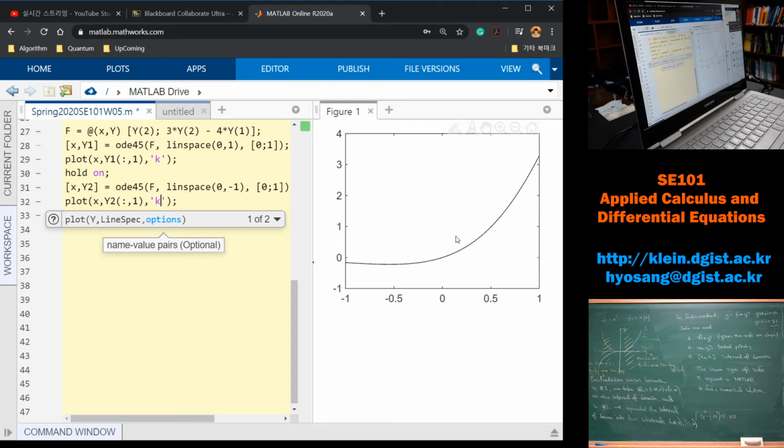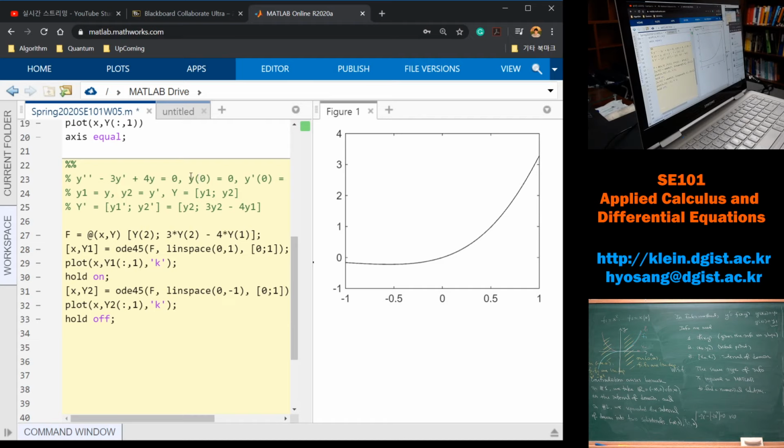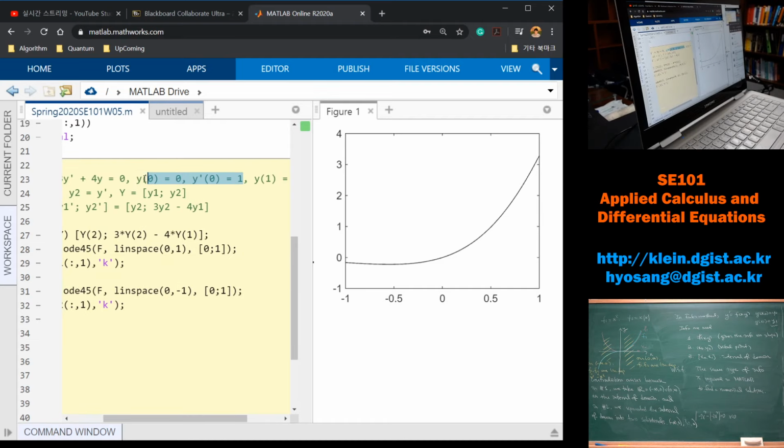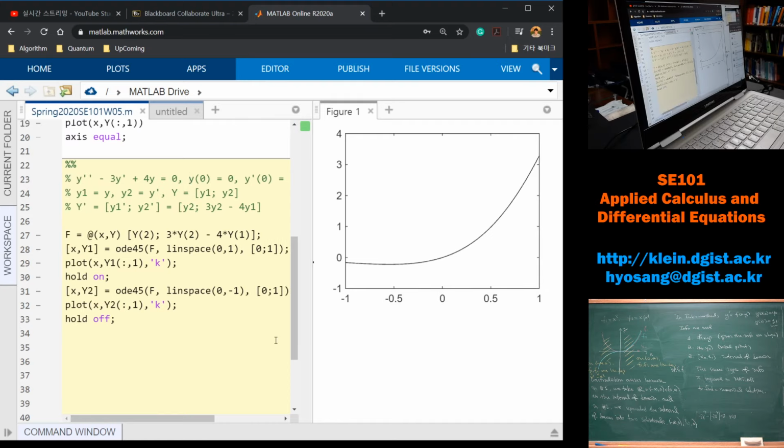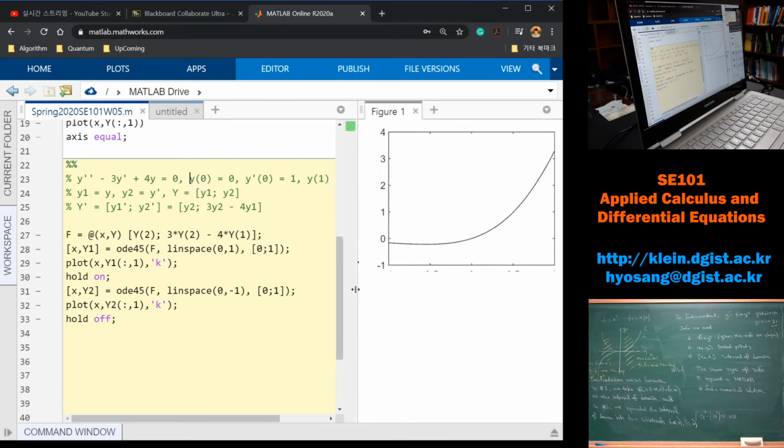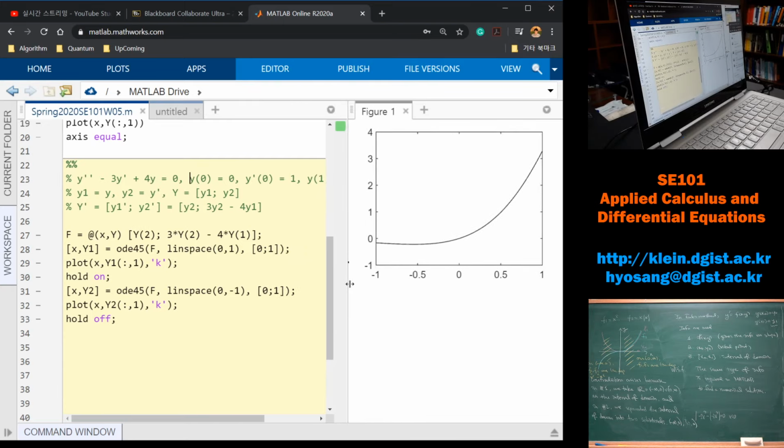Okay. So it's not hard to put two graphs together, but now you have a graph passing through 0, 0 with the slope 1, which is exactly the initial value condition that we have here. Now you can generalize this method to find a solution to higher order derivatives.